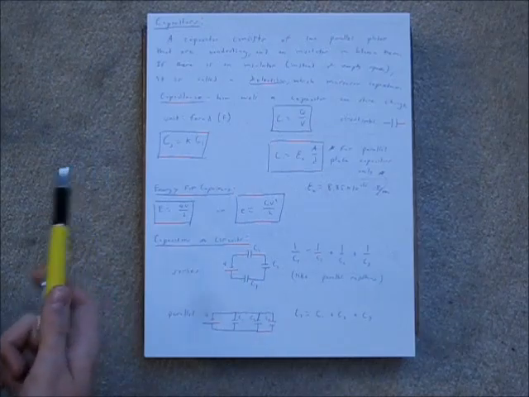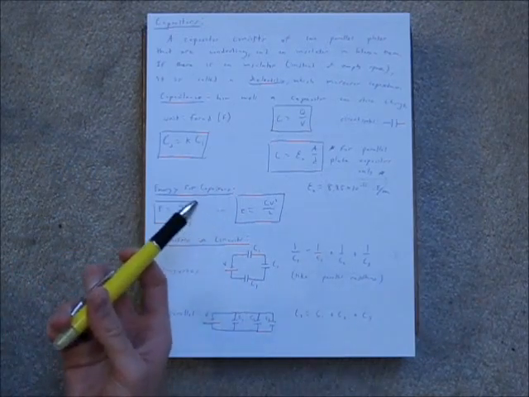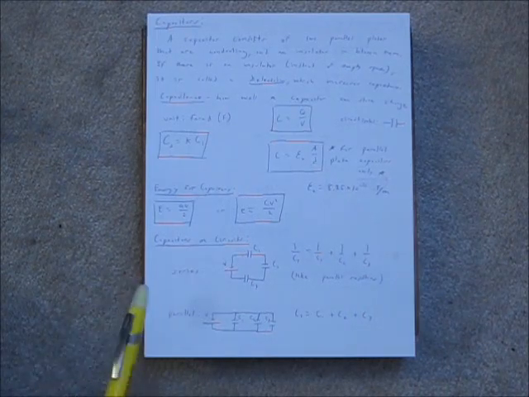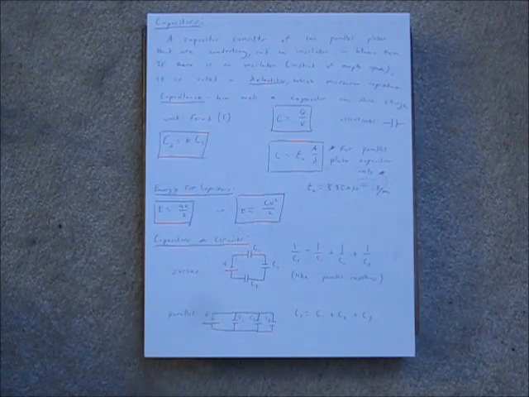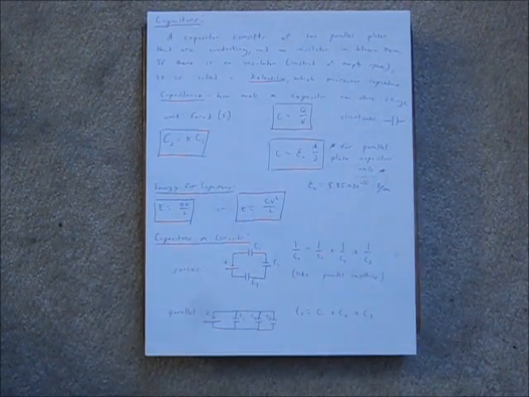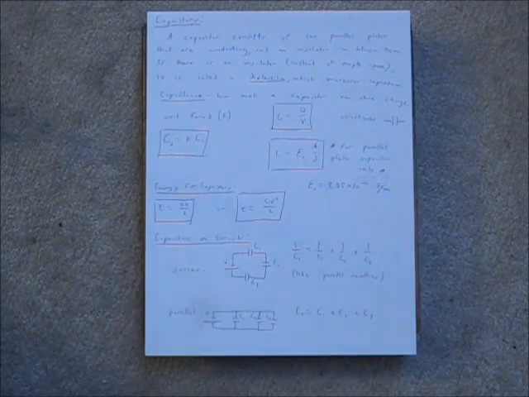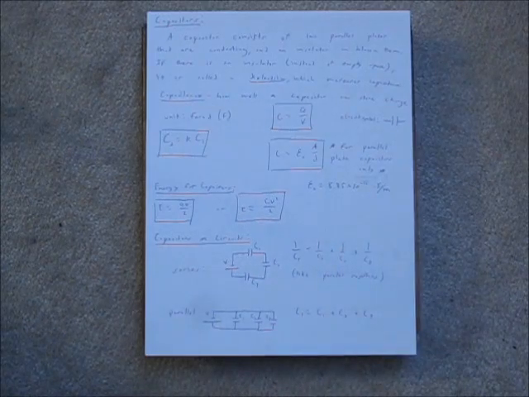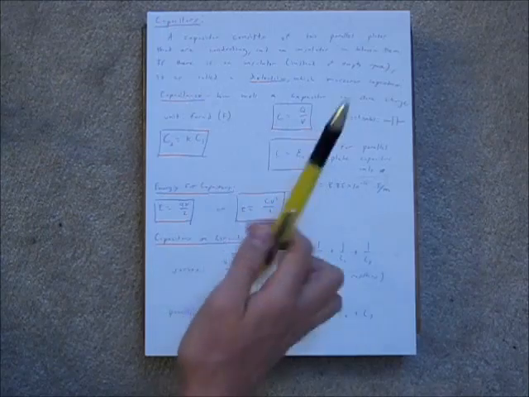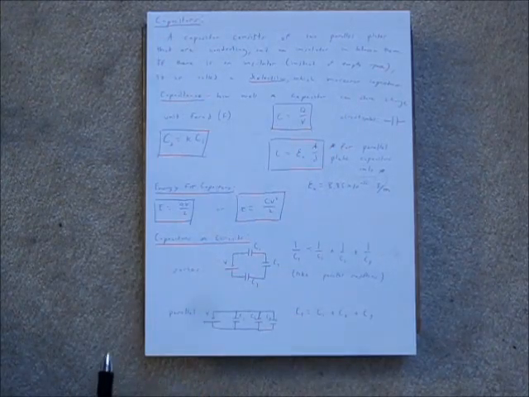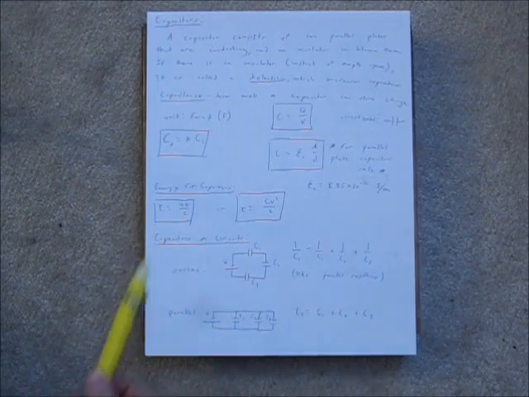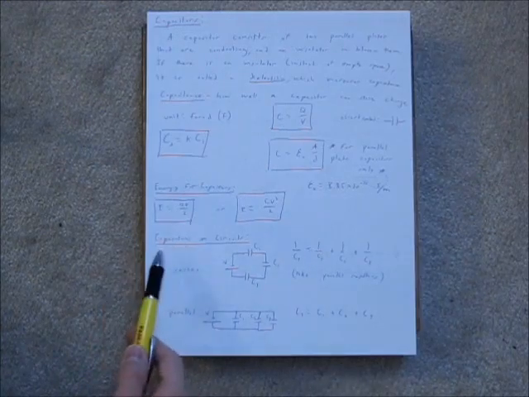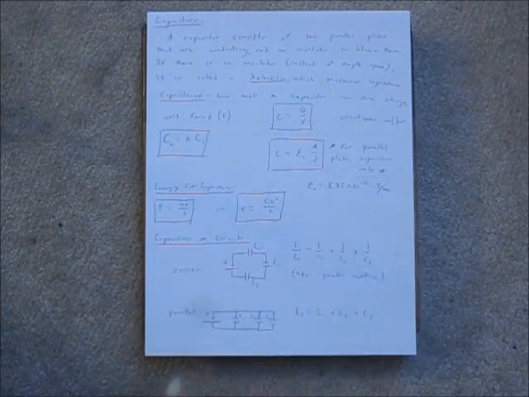So, capacitance is how well a capacitor can store charge. Its unit is the farad, and it is equal to the amount of charge in that capacitor over the potential difference over that capacitor. For parallel plate capacitors, you could use this equation, and it is equal to epsilon naught, which is this constant over here. This doesn't really matter, you don't need it that much. And it is multiplied by the area of one of the plates, which are both the same, divided by the distance between the plates. There's a couple of equations for energy of capacitors, which are QV over 2 or CV squared over 2.